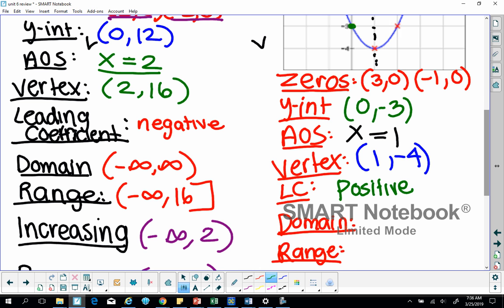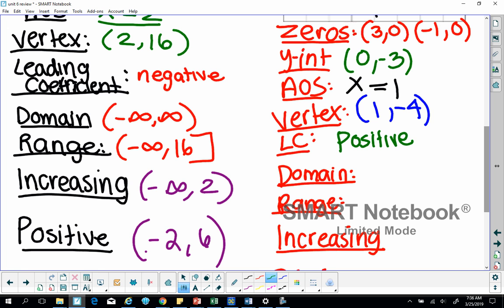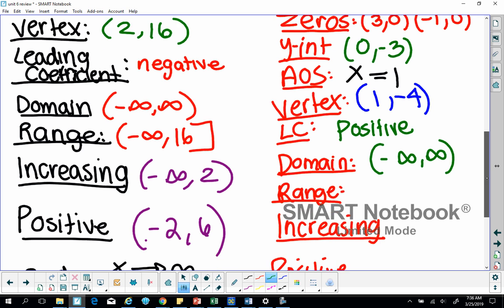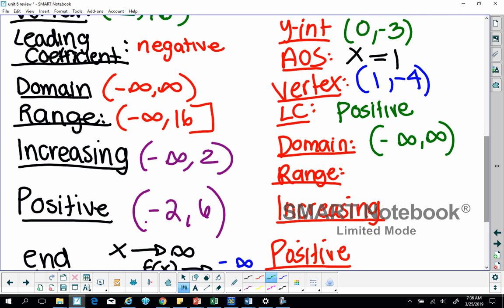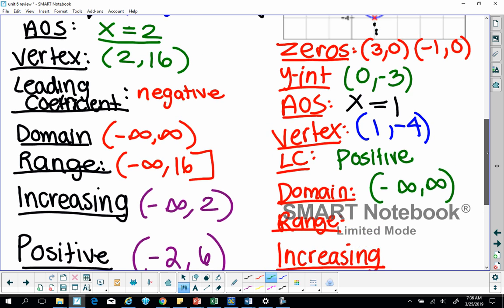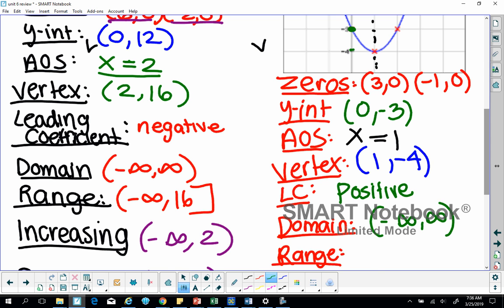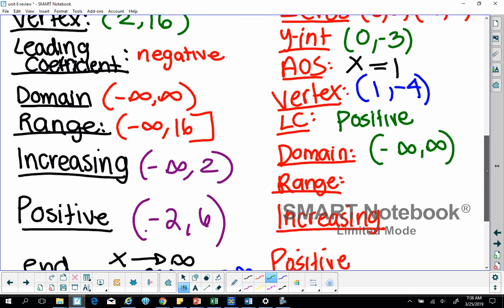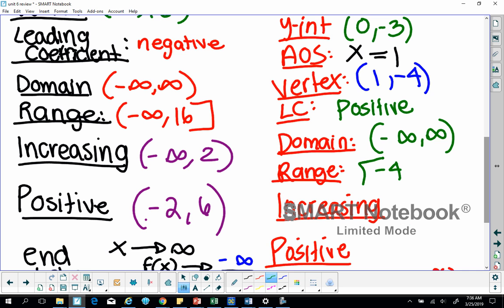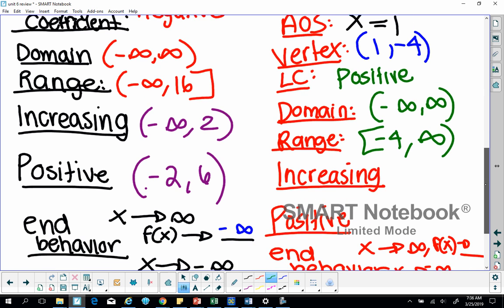Yasmin, what's the domain? Negative infinity to positive infinity. Beautiful. Kanya, what's the range? Good. So when we look at this right here, negative 4 is the smallest, so it goes first. So negative 4 would have a bracket, so it touches it, and then it goes up towards infinity. So make sure you don't switch those. Remember, it's bottom up. Increasing. Angel, did you get this one?